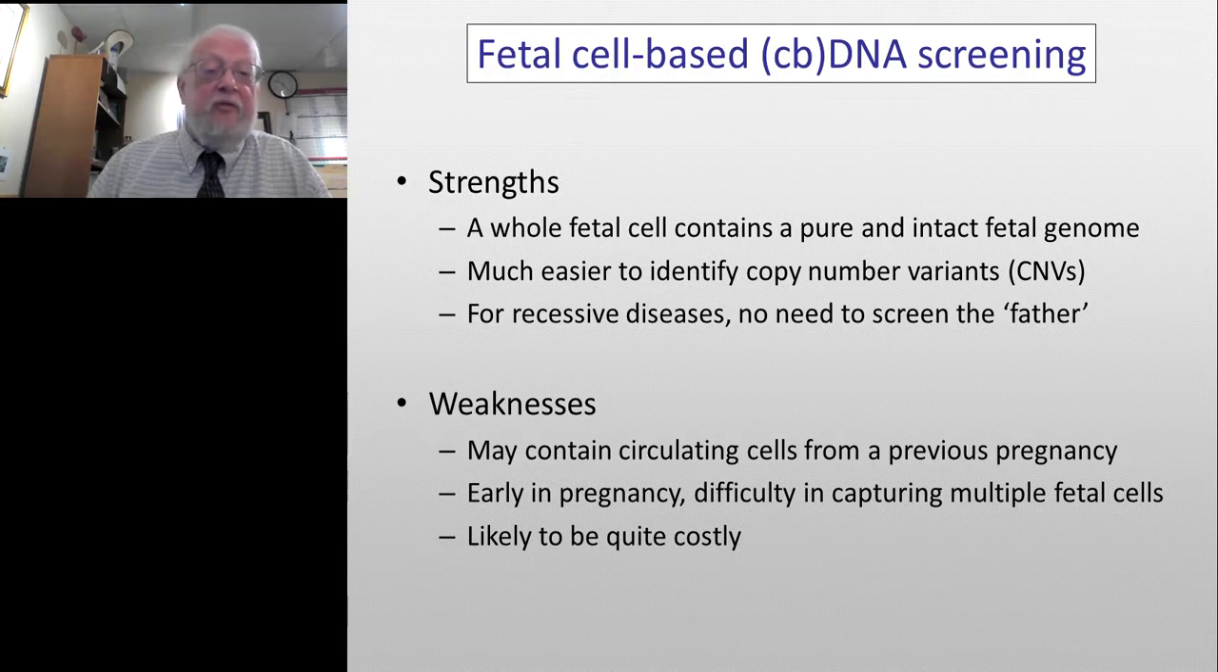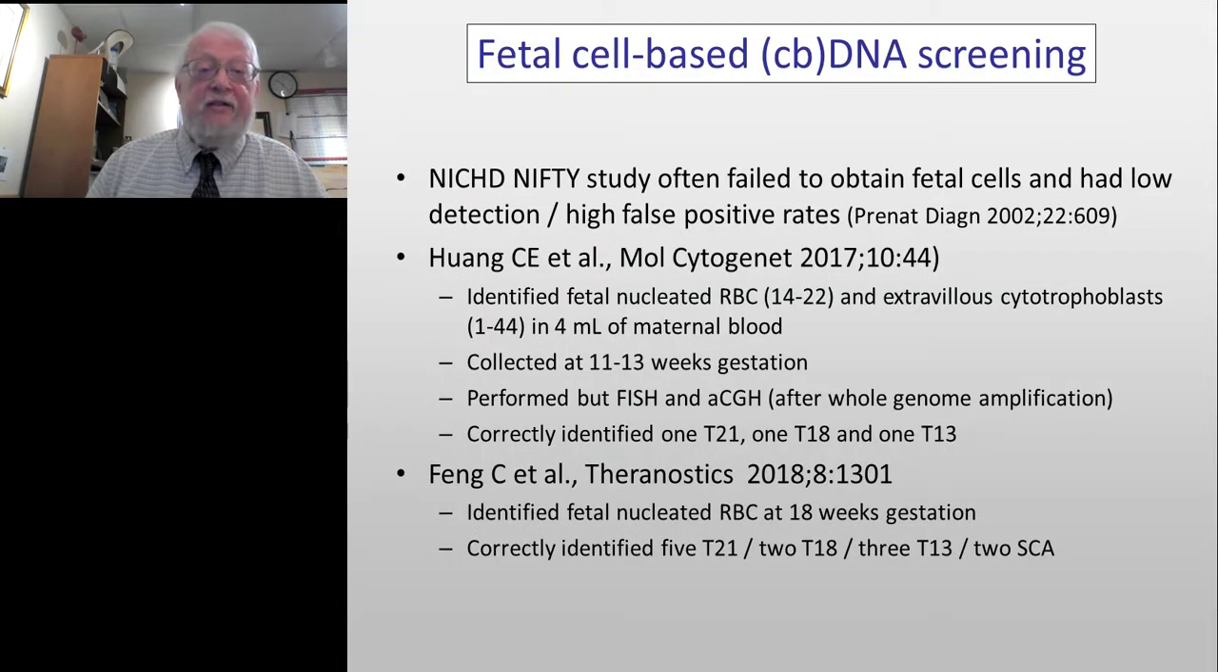Well, what are some of the issues there? There are stories about circulating male cells from a previous pregnancy when the current pregnancy is a female. Early in pregnancies, it may be difficult to capture any, or only a very few, fetal cells. And this is a lot of work. It could be quite costly. I don't know anyone that's actually offering this right now as a routine test.